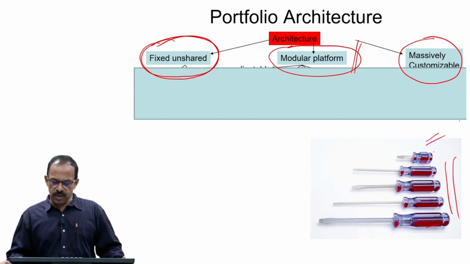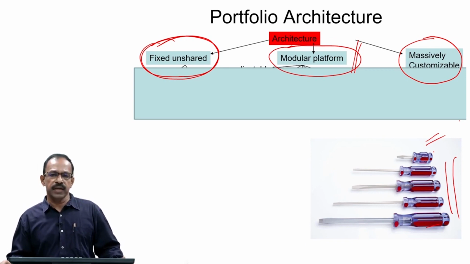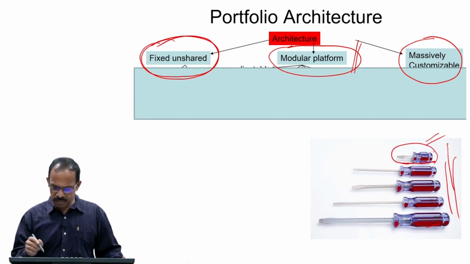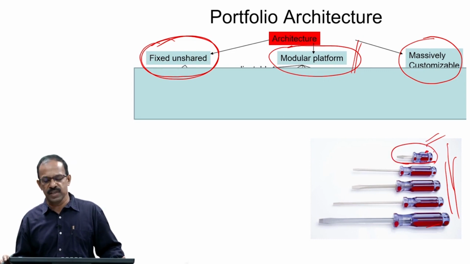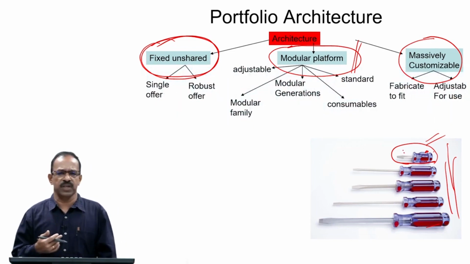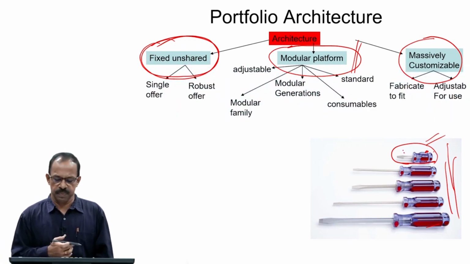A company can go for this kind of architecture only if there is a large demand for the product, because if they can make it in thousands, they do not mind going for a special design for this one and a special design for this one, because they can make large numbers and the cost of manufacture per unit will be less.